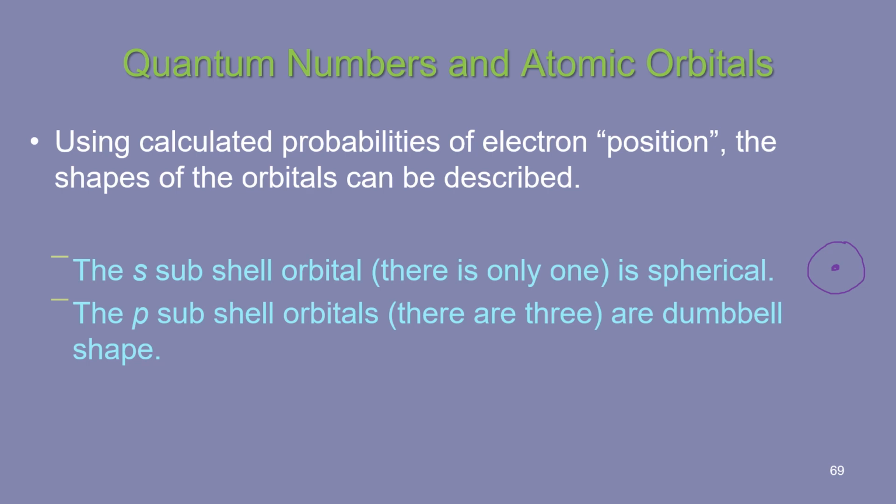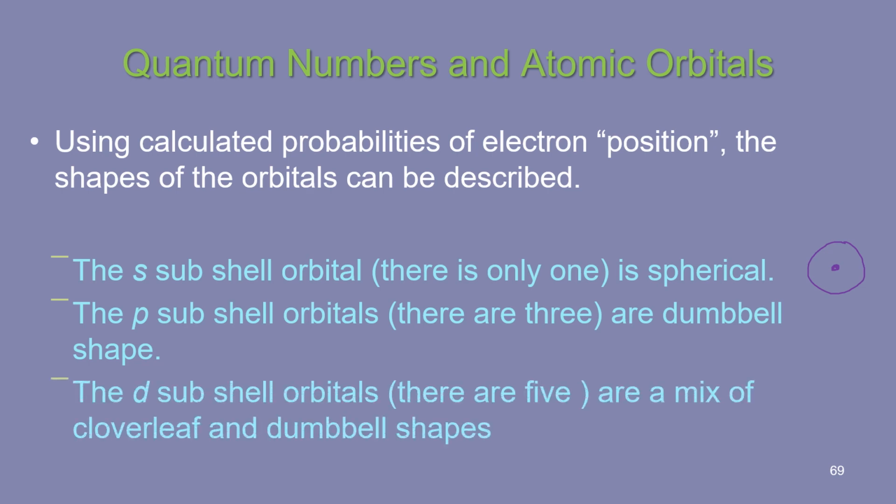The p subshell orbitals, and remember there's always 3 p's, they actually look like little dumbbells, and they each have a different direction. It's probably on the next slide, so I'll show you that when I get there. And then the d subshell orbitals, remember there are 5 d orbitals, are always a mix. They're kind of a mix of cloverleaf and dumbbell shapes, which I'll show you in a second.